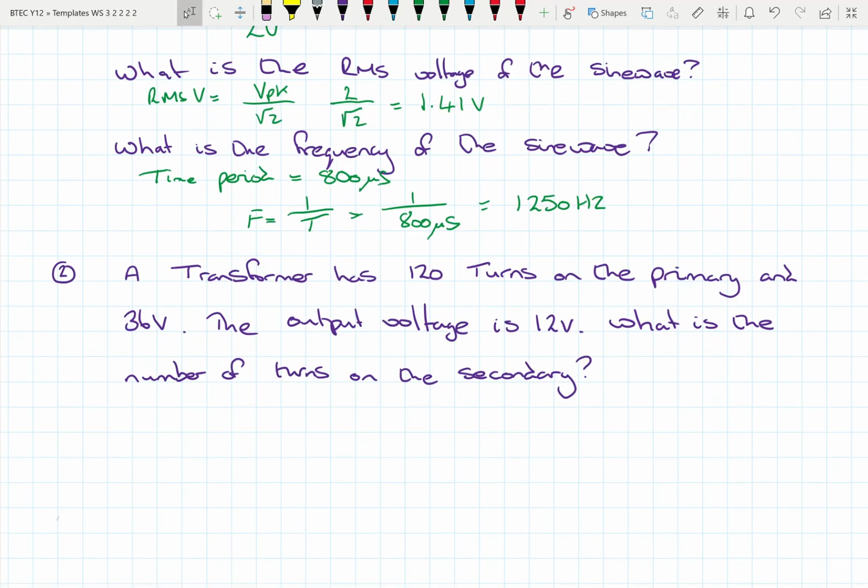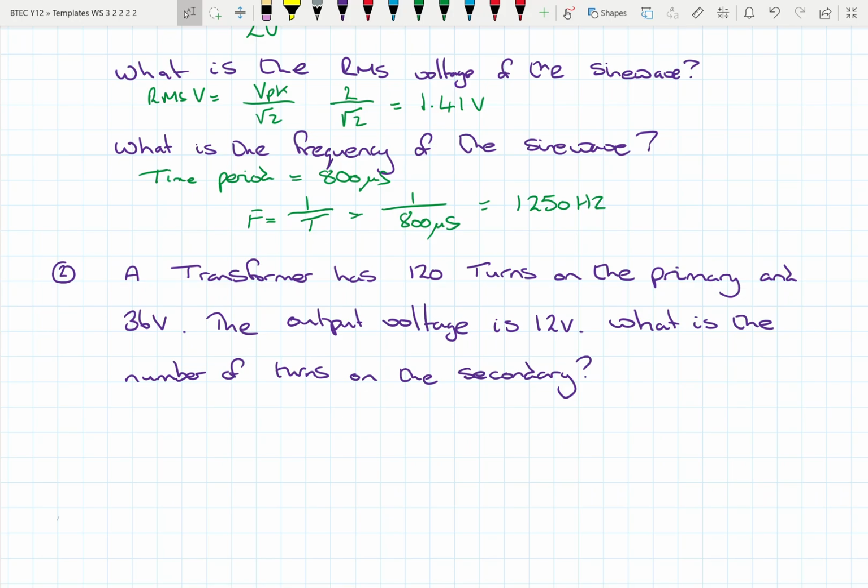So a transformer has 120 turns on the primary, 36 volts, output is 12 volts. So we need to know what we've got, how many turns we've got. So let's have a look at the information we've got. So we've got 36, 12. So what is that? Step up, step down? It's a step down transformer. So what does that tell you about the turns? We're going to have less turns on the secondary. So again, we've got a clue if we're going in the right ballpark.